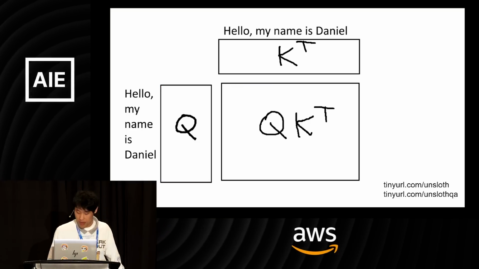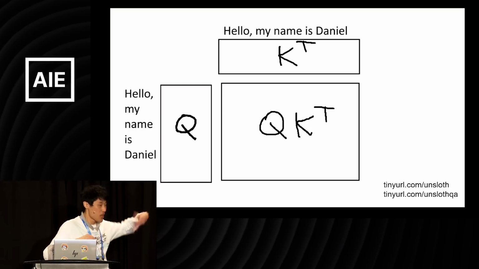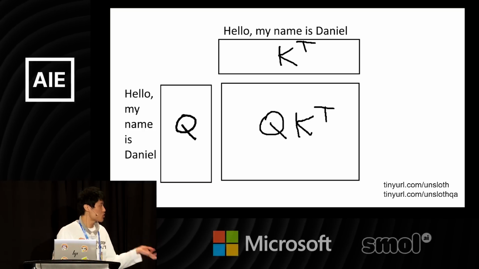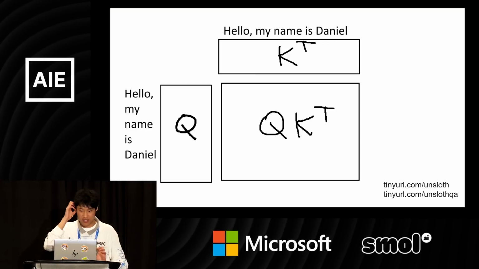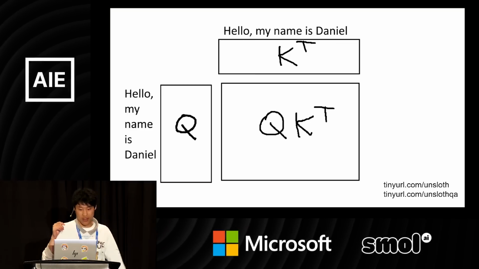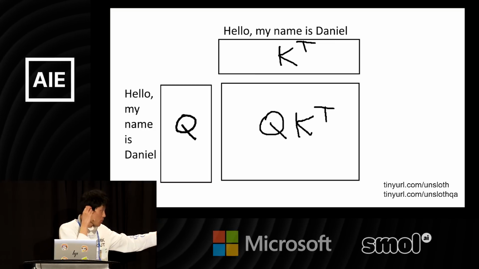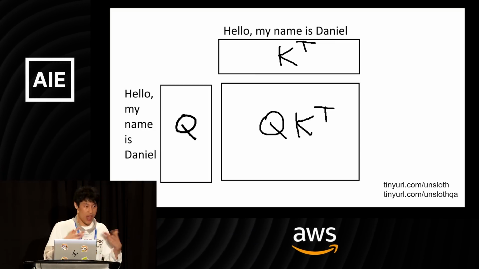Remember, you have the Q, you have the K. All you need to do is transpose the matrix K, and you do Q times K transpose, and you get this big square matrix called QK transpose, right? Hello, my name is Daniel, and so on, right? That's what I want to visualize: when you do Q times K transpose, you get a square matrix.